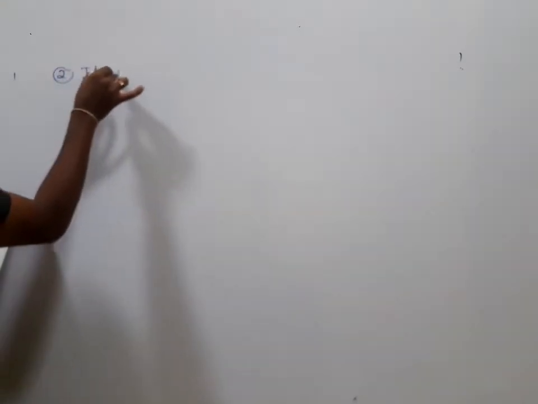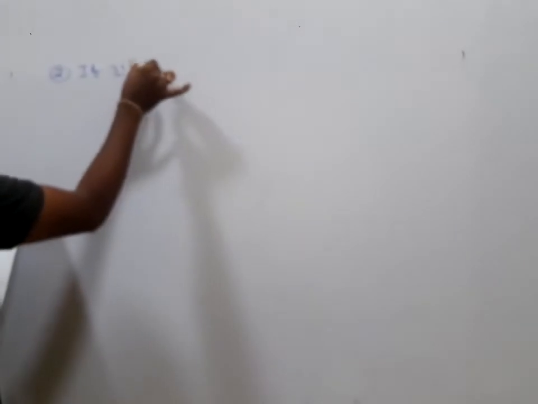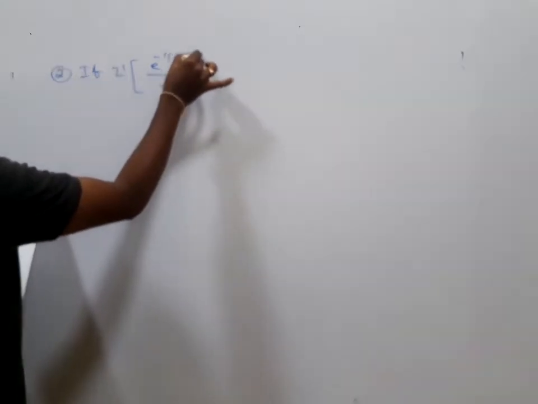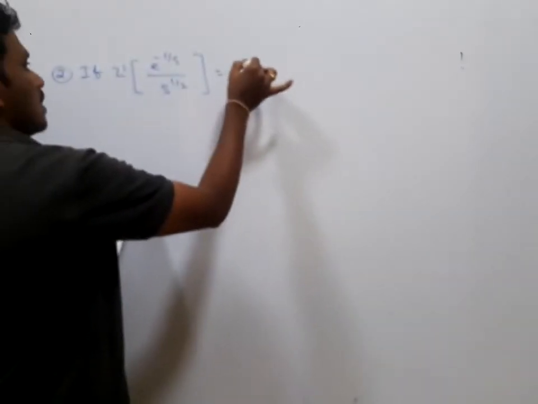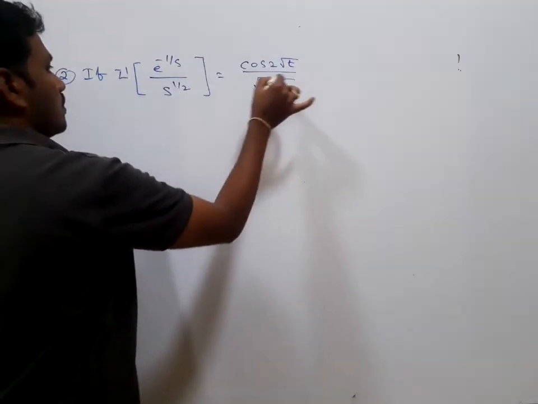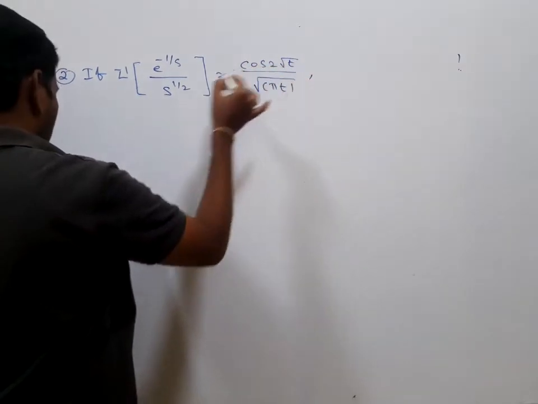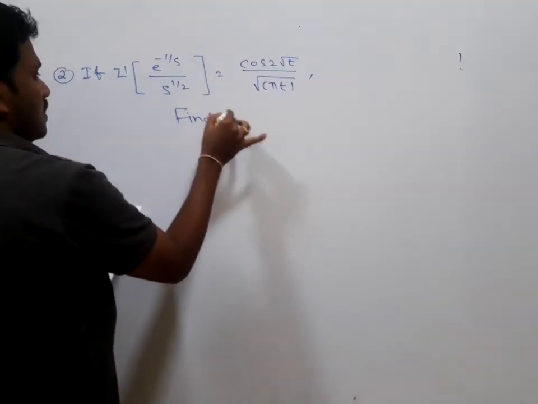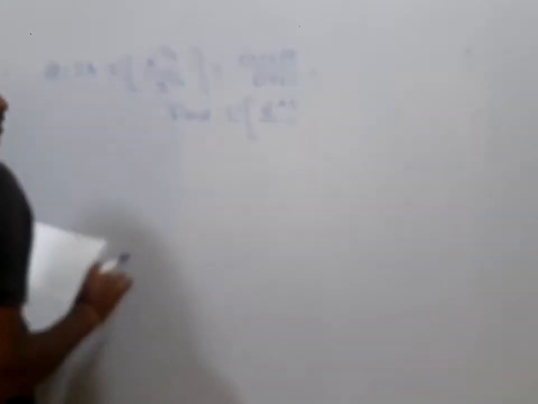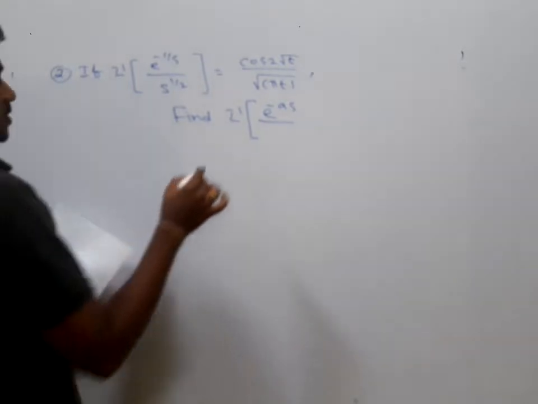Next problem. In the same manner you try to complete these problems. L inverse of e to the power of minus 1 by s divided by s to the power of 1 by 2 is equal to cos 2 root t by root pi t. Find L inverse of, yes, you will get clarity on what to take, s to the power of 1 by 2.